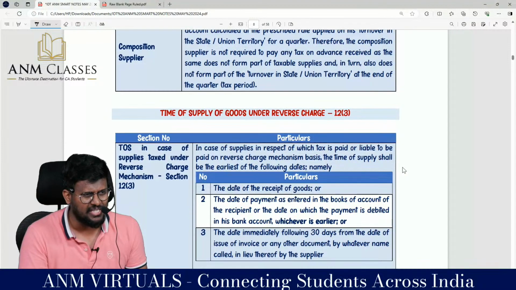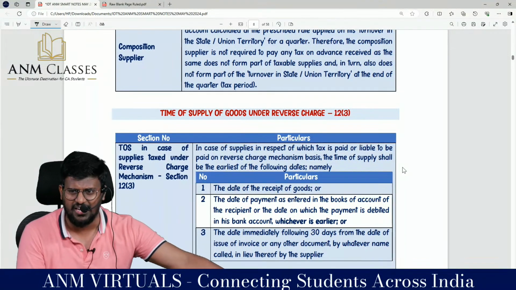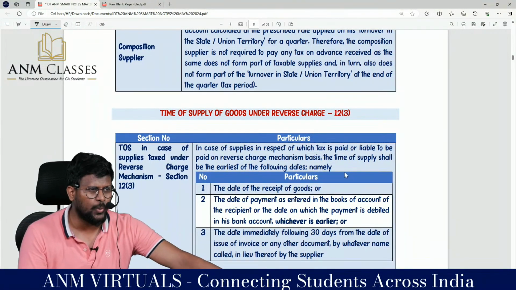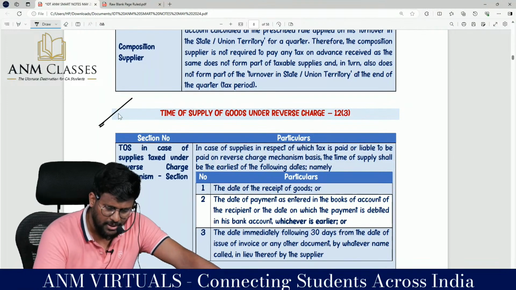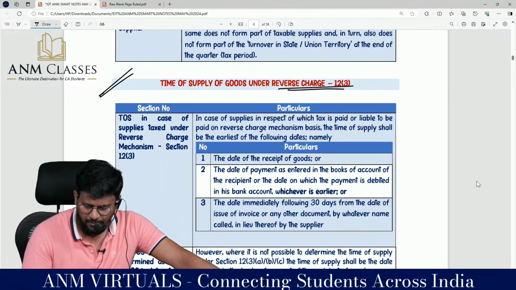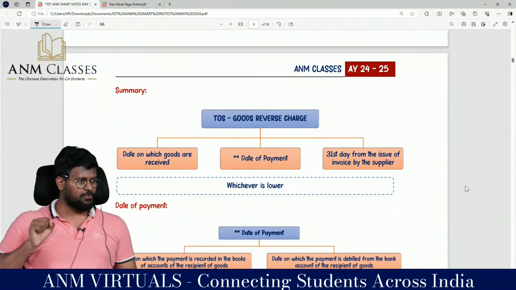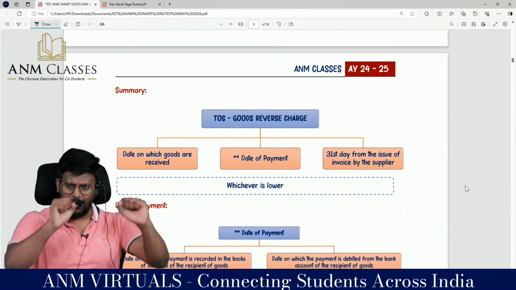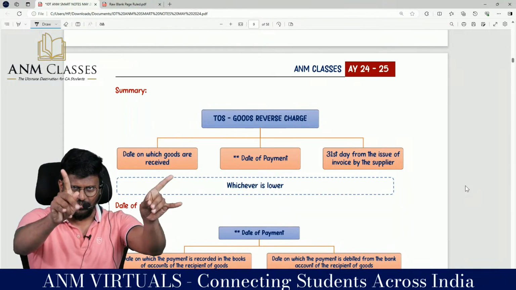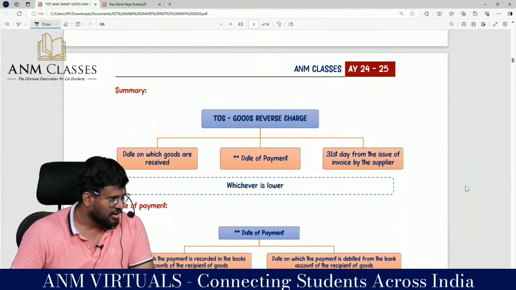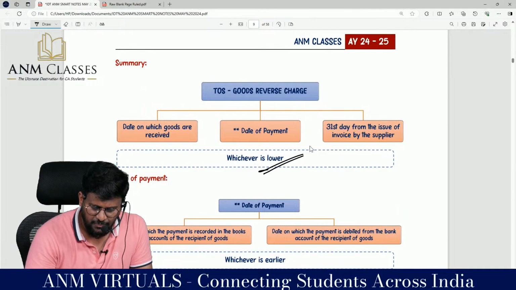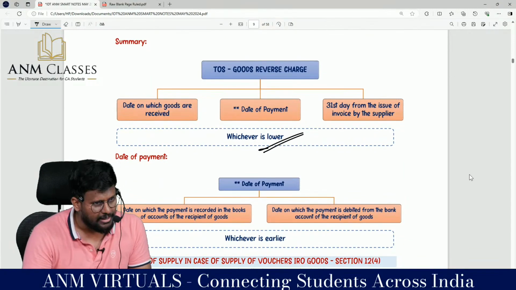Time of supply arises at the liability for payment of tax arises at the time of supply. What is 12.2? Time of supply under forward charge. What is 12.3? Time of supply under reverse charge. Do you remember? Ready, 1 to 3 start. Date of receipt of goods or date of payment or 31st day from the supplier's invoice, whichever is earlier, correct?